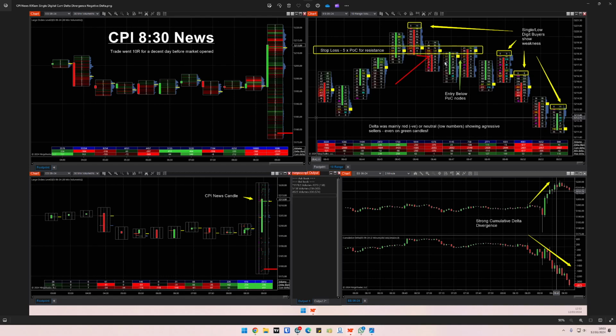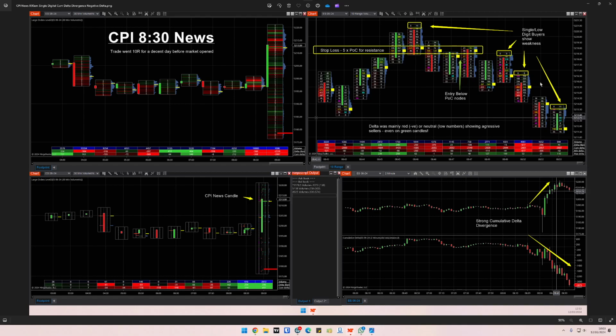Literally at 5218.50, I think it was 5218.75, I was short. My stop was originally at the high of the day, and I let it play out for a bit. As soon as I saw the candle come back and retest this point of control area, I moved my stop from the high of the day to that area there, just above the top of that candle. And not once in the entire trade did I have any drawdown. It just kept going.